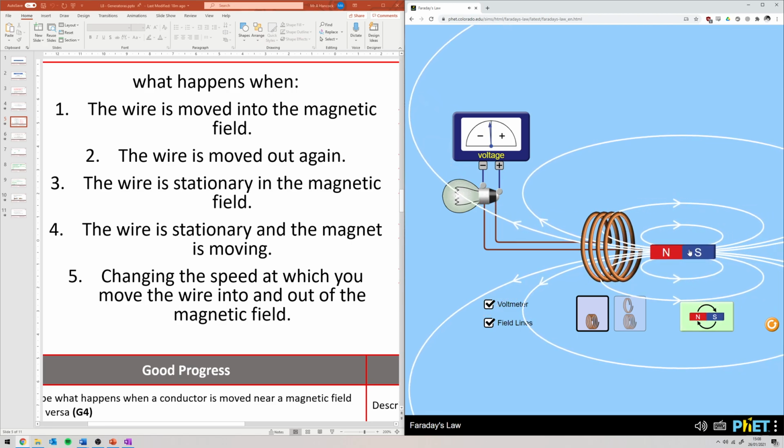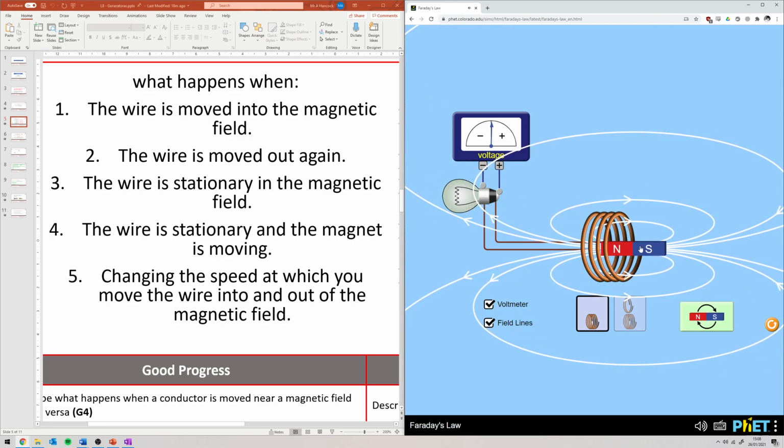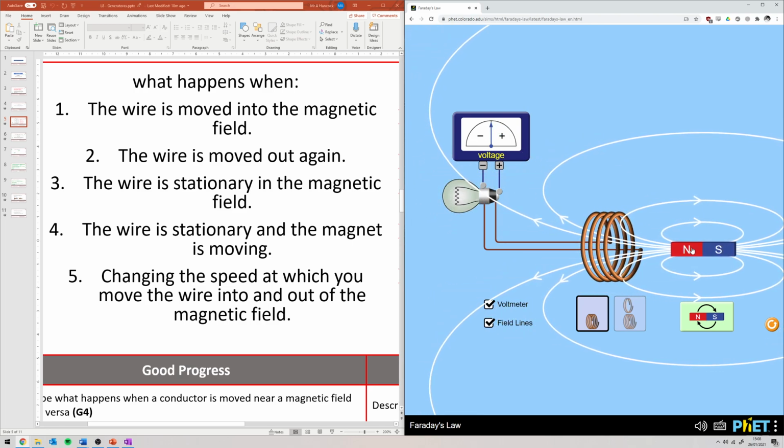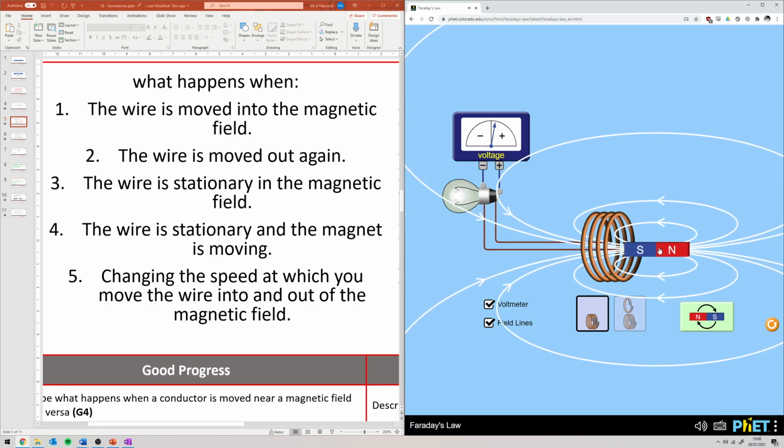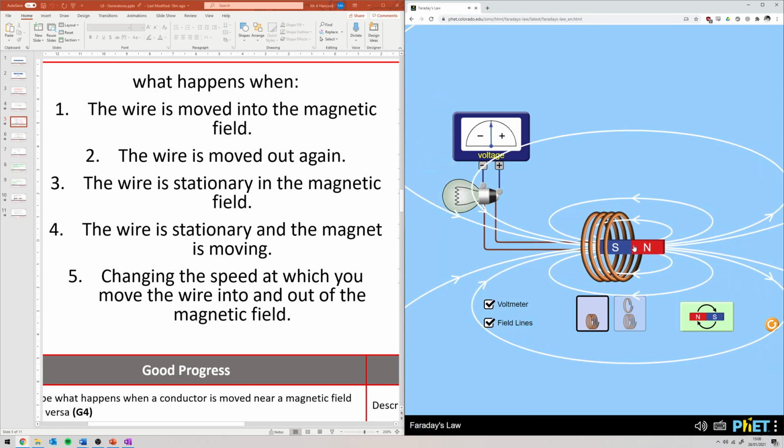From the north side, going back to the original, notice that if I push the north side in, it goes negative, and I pull it back out, it goes positive. If I flip it, I push the south side in, the opposite happens on the voltmeter reading, right?